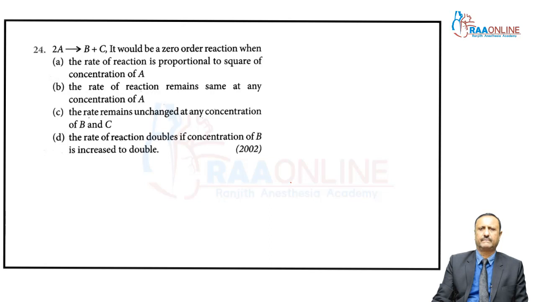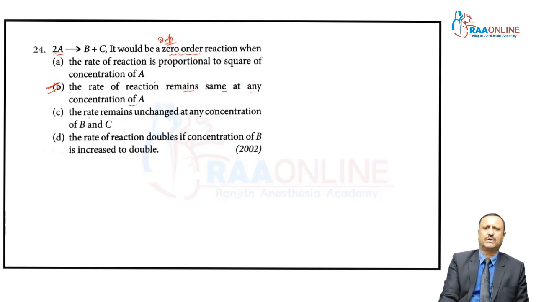order reaction when? My dear students, it is a 0 order reaction when 2A gives B plus C. 0 order reaction means rate of reaction does not depend upon concentration of A. So, my dear students, you can go to question number 24, that is B, the rate of reaction remains the same at any concentration of A, because it says 0 order reaction. It is a basic concept, basic definition of 0 order reaction. 0 order reactions do not depend on the concentration of the reactants.